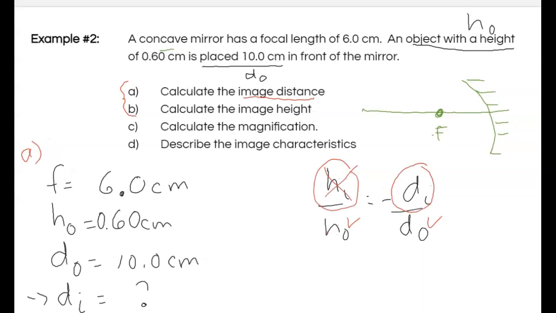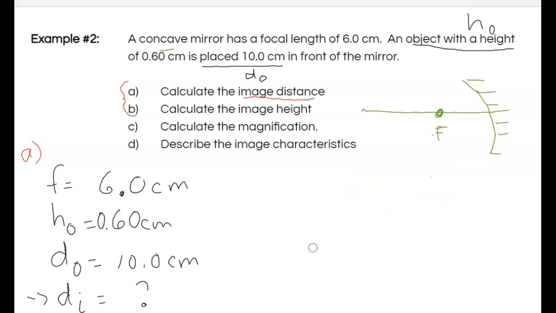So in this case, what I need to do then is just to take a look at my other equation, which is my distance equation.